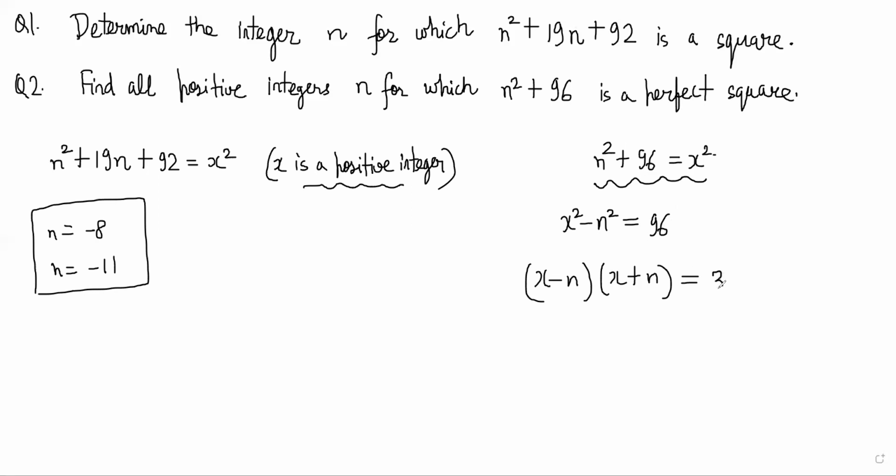Like this is actually 3 power 1 into 2 power 5, right? Like x minus n and x plus n have the same parity, odd or even. Both have to be odd or both have to be even. Yeah, right? So they both contain at least one 2.